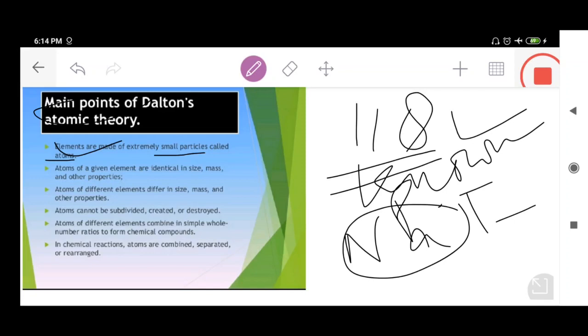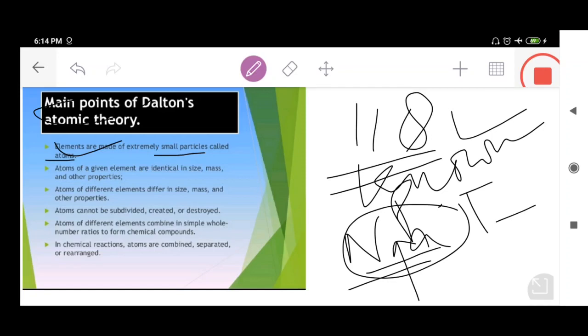The first postulate regarding Dalton's atomic theory is that elements are made of, for example, this is sodium, this is one of the elements, of extremely small particles called atoms. That means this sodium is made up of smallest indivisible particles, and we call those indivisible particles atoms. So students, the first postulate you must remember regarding Dalton's atomic theory is that elements are made up of extremely small particles, and we call those smallest particles atoms.